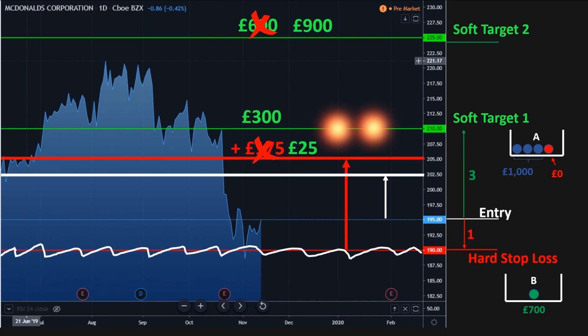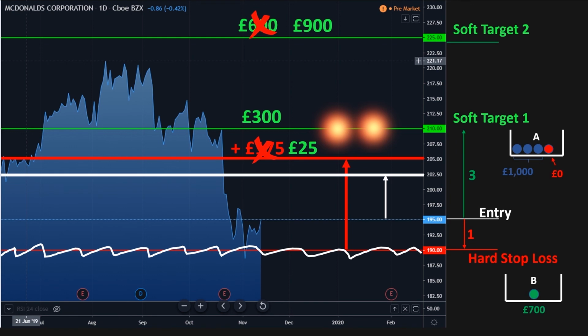But if it goes in our favor, what have you noticed about the top number? No longer is it £600, it's increased to £900. What have we done? Pick from box A, take on additional risk. What we've done is say, we're guaranteed to make money, so let's try and make as much money as possible. And that's what scaling in does.